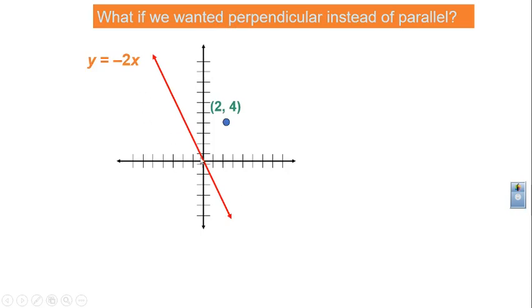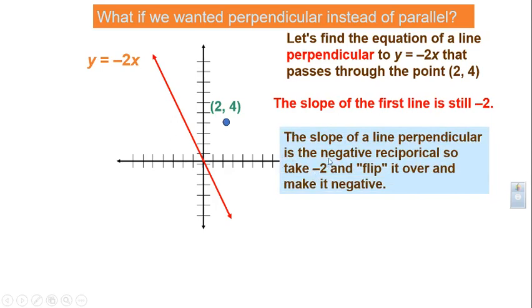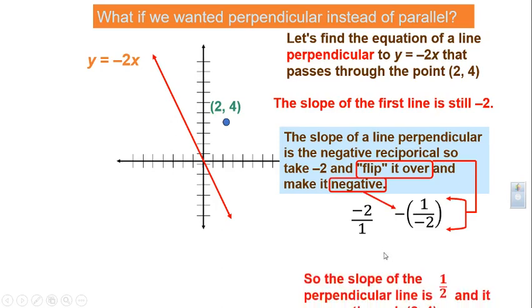So same line, same point not on the line, but now we want the equation of the line that's perpendicular to this line, but is passing through the same point 2, 4. Since the lines are perpendicular, the slopes would then be negative reciprocals. So I'll take the slope -2, and I would flip the number and change the sign. -2 is the same as -2 over 1. So when I flip that and change the sign, I get positive half. So the slope of the line that I want is 1/2.